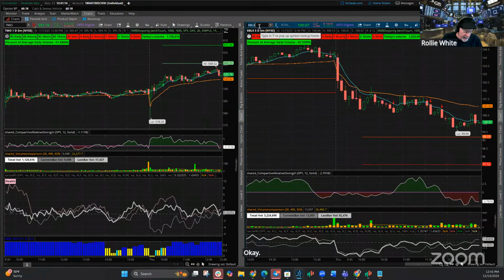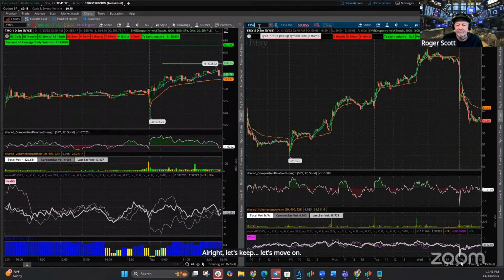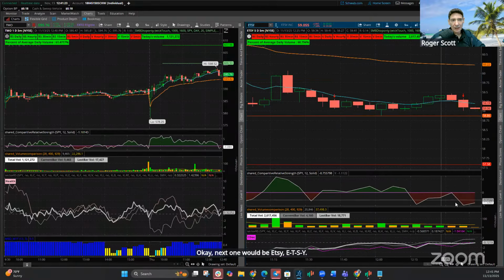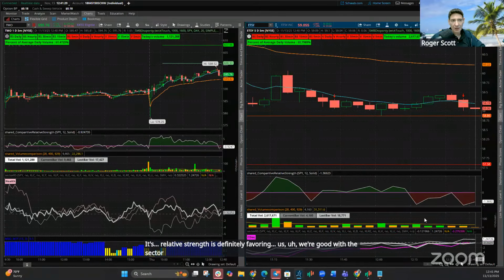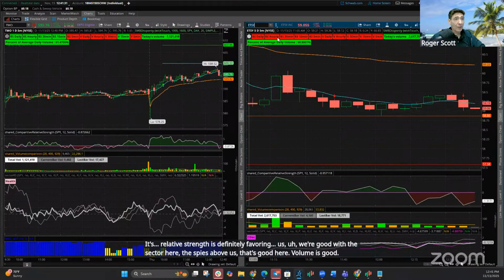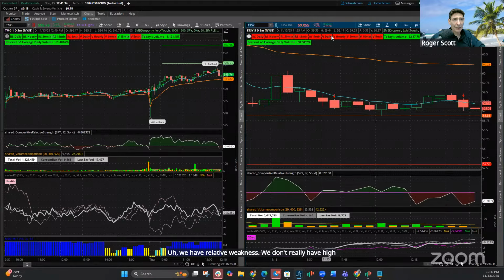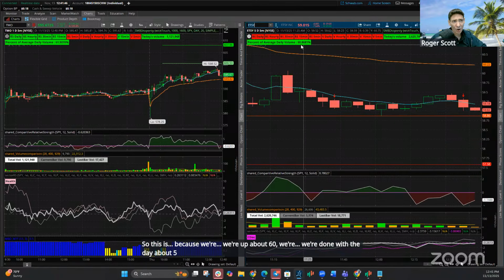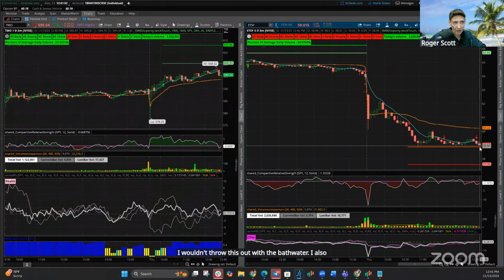Next one would be Etsy, ETSY. All right, let's look at Etsy. Its relative strength is definitely favoring us. We're good with the sector here. The SPY's above us. That's good. We have relative weakness. We don't really have high volume, but we do have higher volume today. We're at 60%, whereas the other one we were at like 40%. We're done with the day about 55%. So this is okay. I wouldn't throw this out with the bathwater. I also like this short here. It's not a bad short.